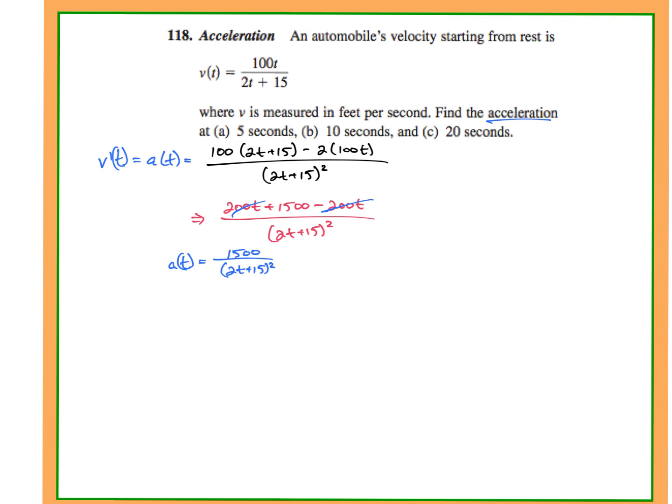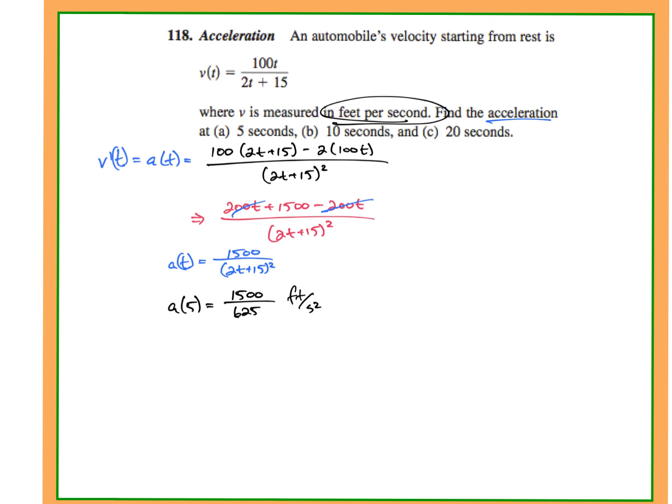Now what? I substitute in 5. So now I just substitute in 5. I find a of 5, so I get 1500 over 2 times 5 is 10. 10 plus 15 is 25 squared is 625. And I'm just going to leave it like that because I don't care. What are my units? Feet per second squared.